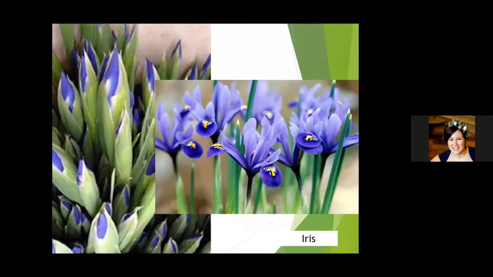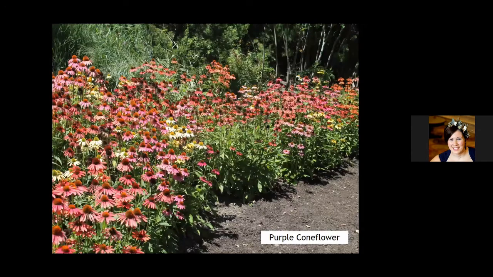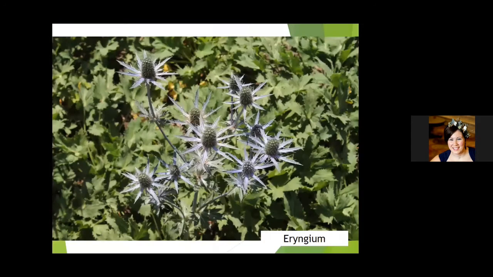Couple other great ones, of course, are iris. A lot of different varieties of iris that you can grow in the garden as cut flowers. A lot of great natives too. Liatris is an excellent cut flower. Purple coneflower is great with the petals or without. The seed pods really make great texture in an arrangement. And again, you've got more colors nowadays to choose from on those.